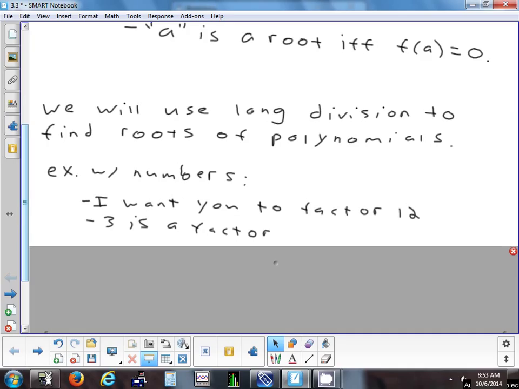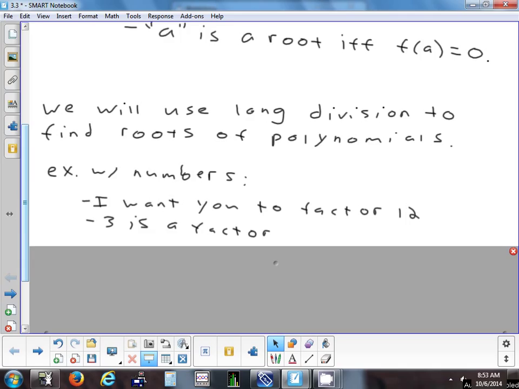So suppose I wanted you to factor something. In this case, something simple, the number 12. And I told you that 3 is a factor. What could you do with the 3 and the 12 to somehow find another factor? Yeah, Marina? Yeah, you take 12, divide by 3.